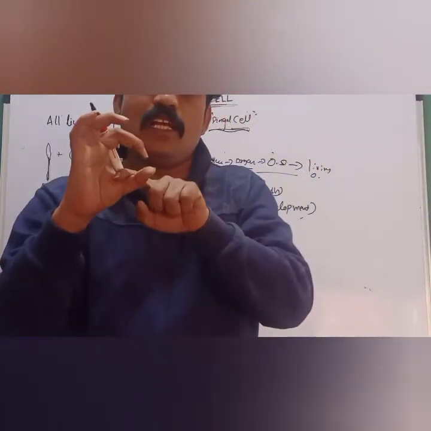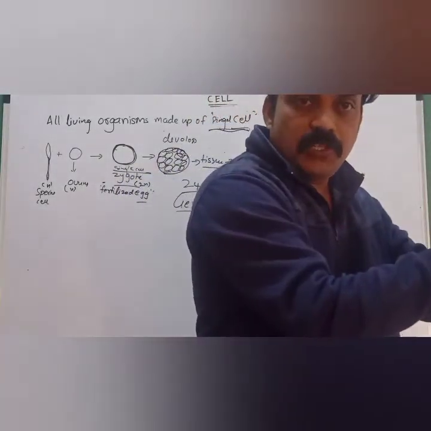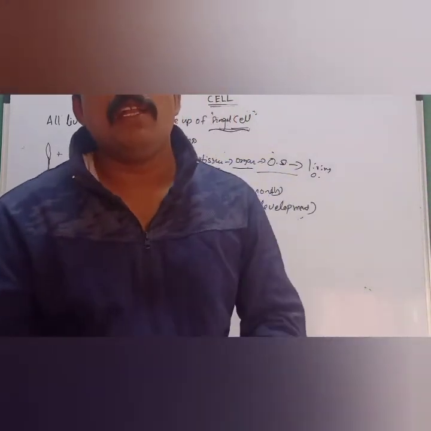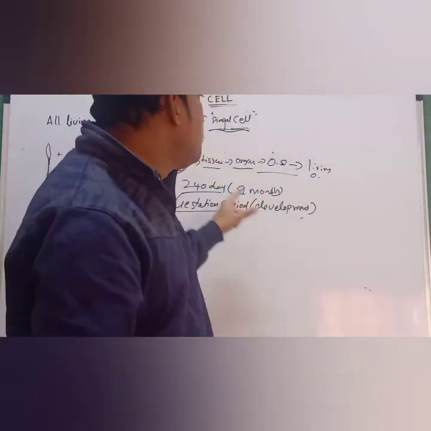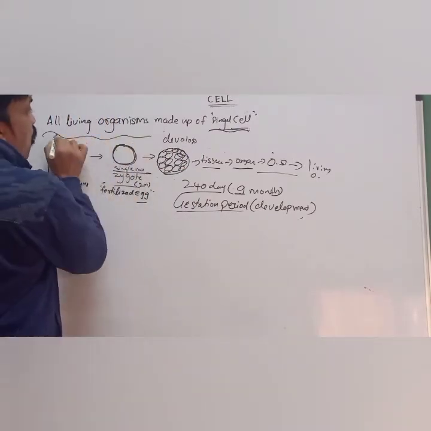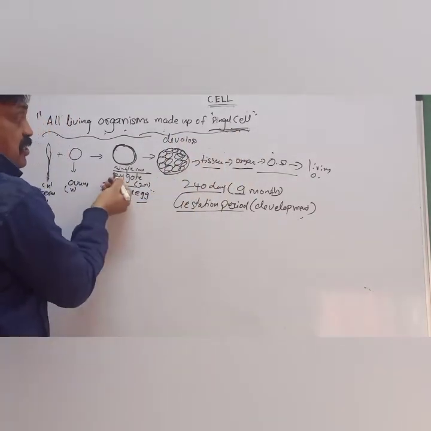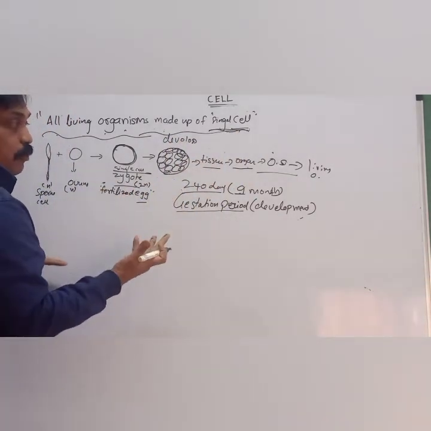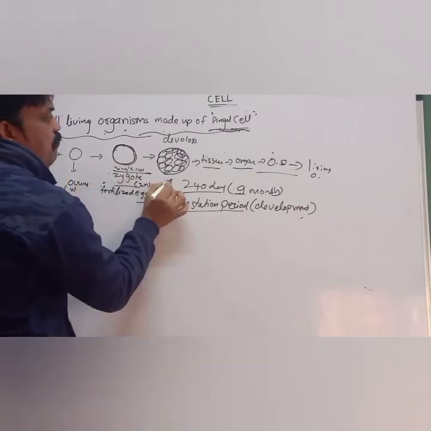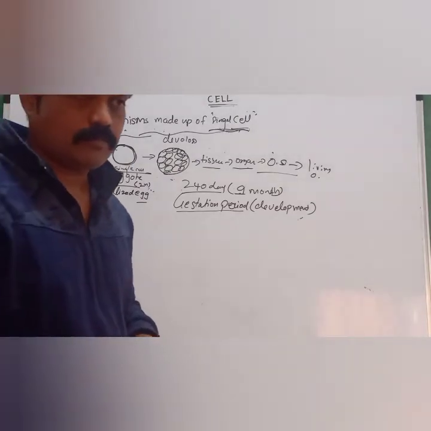That means the single cell divides into a group of cells, cells combine into tissues, tissues into organs, organs into organ systems, and finally a living organism. That means all living organisms, this is the statement I am giving, are made up of what? Single cell. This applies to our human body, animals' bodies, plants, and microorganisms. Everyone's body is made up of a single cell.